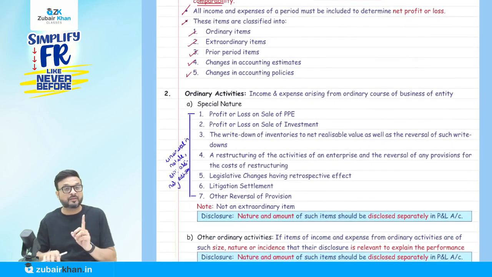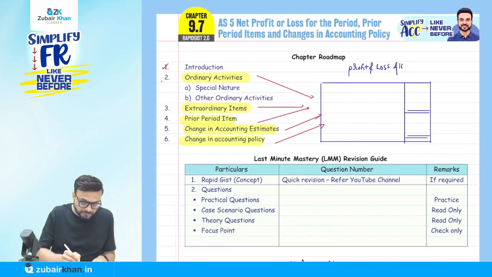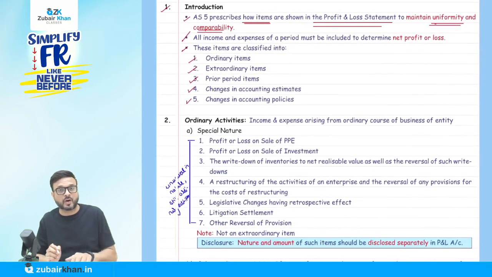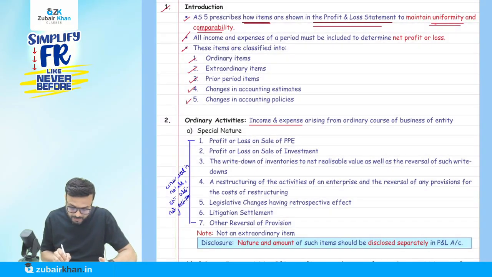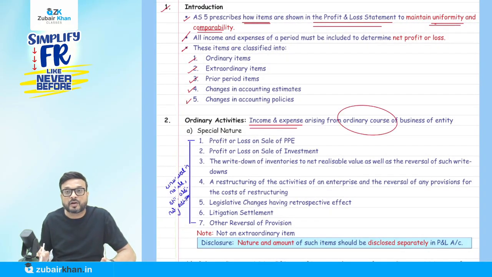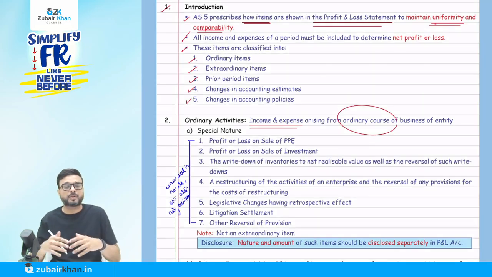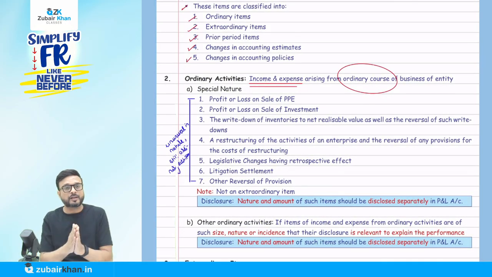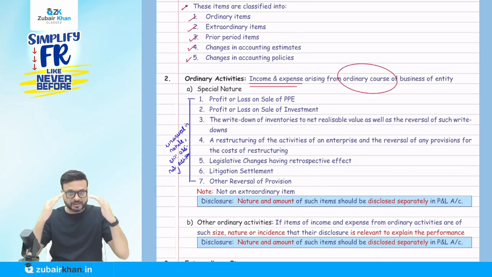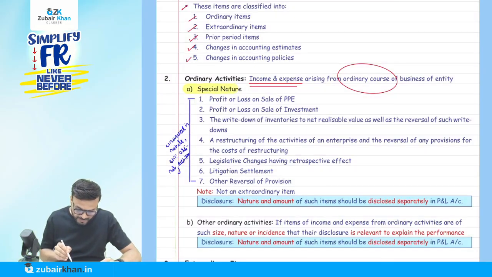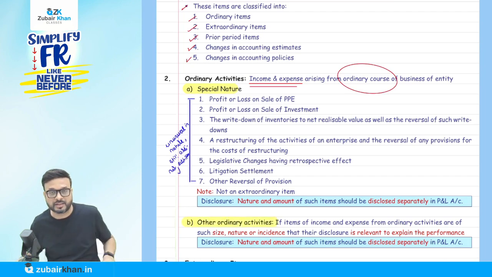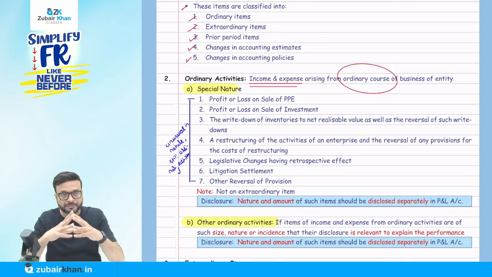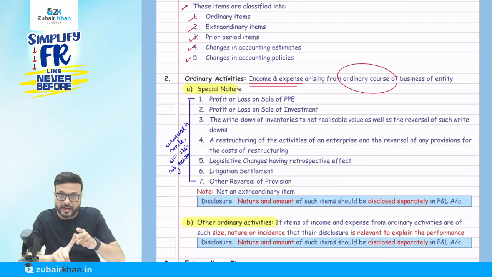Now, let's start with the first, that is ordinary activity. What do we mean by ordinary activity? Ordinary activity means any income and expense arising from the ordinary course of business of the entity, from the core nature of business. But it is very important to note that ordinary activity is further classified into two categories: first, special nature, and second, other ordinary activity. Now understand this part. Here we are classifying ordinary activity into two categories, special nature and other ordinary activity. Now understand this point.